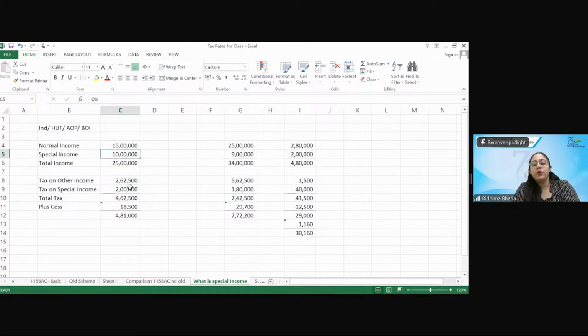Now, suppose I'm talking about a person having 25 lakh as income. Normal income is 15 lakhs, special income is 10 lakhs. For normal income, you will calculate the tax at slab rate. If you calculate on 15 lakhs, you'll get 2,62,500. Please check, are you getting it? Old scheme.